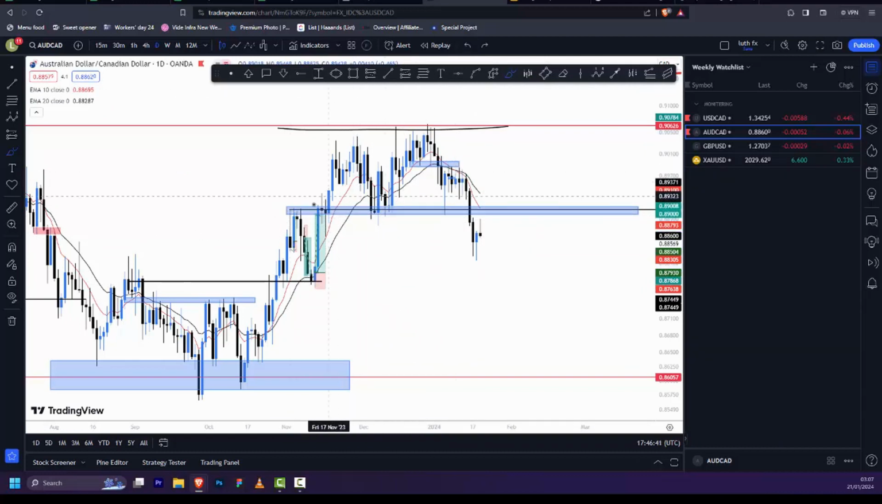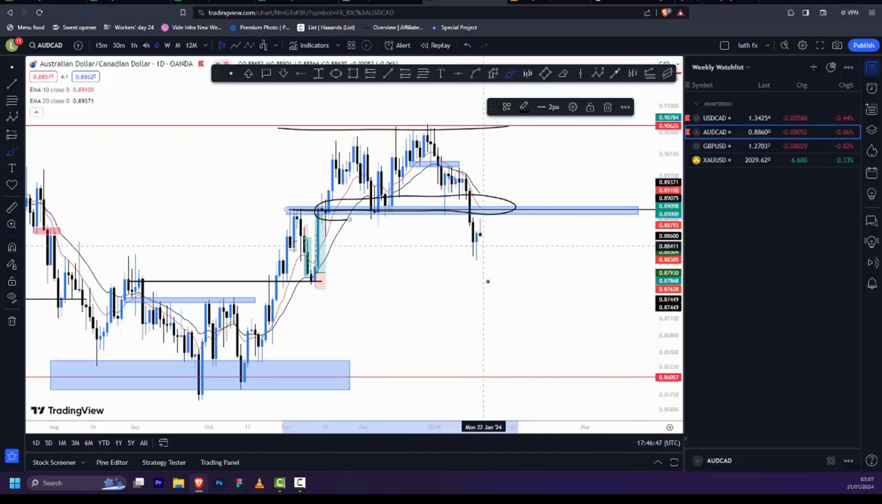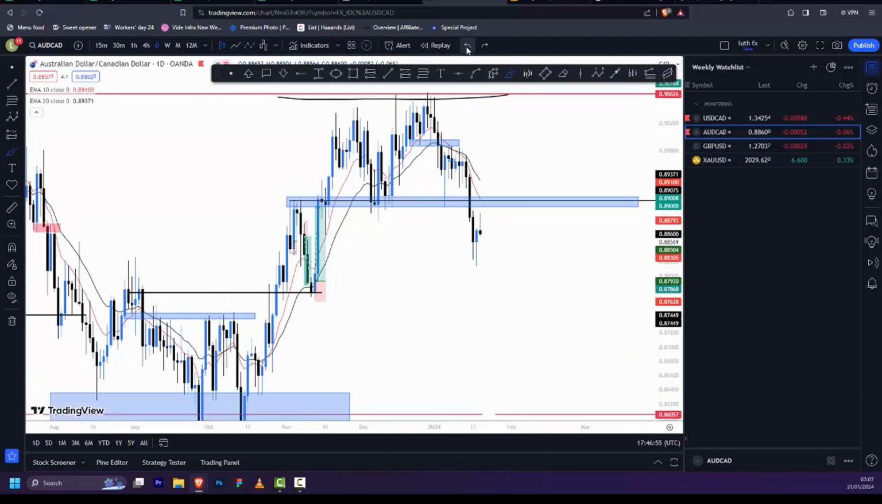So now this zone right here, which was our support level, is now a resistance because the market has found a new support, which is here. So therefore this place here becomes what? Our resistance, right?